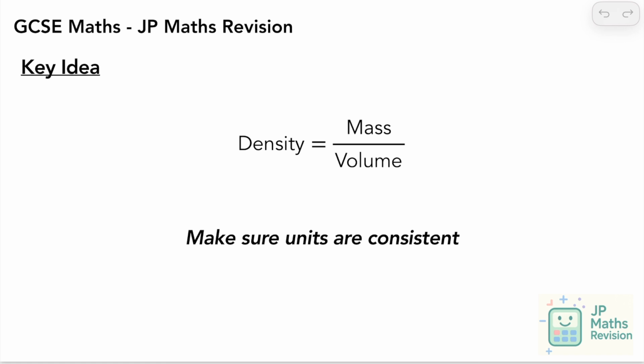So again, we need to be making sure that the units are consistent. So for example, if the density is in grams per cubic metre, the mass needs to be in grams and the volume needs to be in cubic metres. So we can represent the density using a triangle. So we have density is mass over volume.